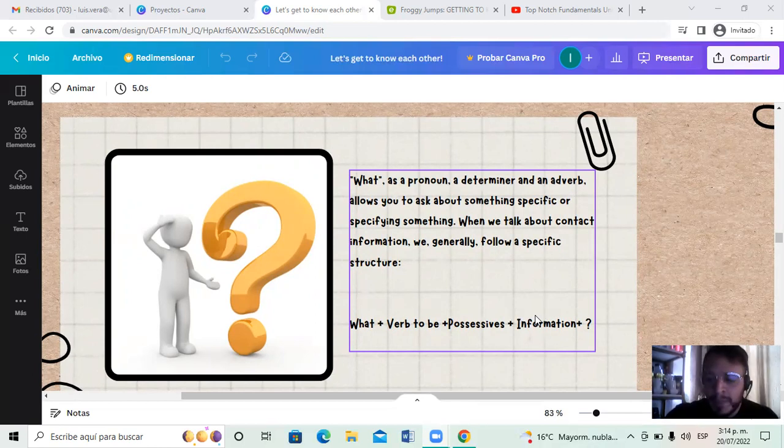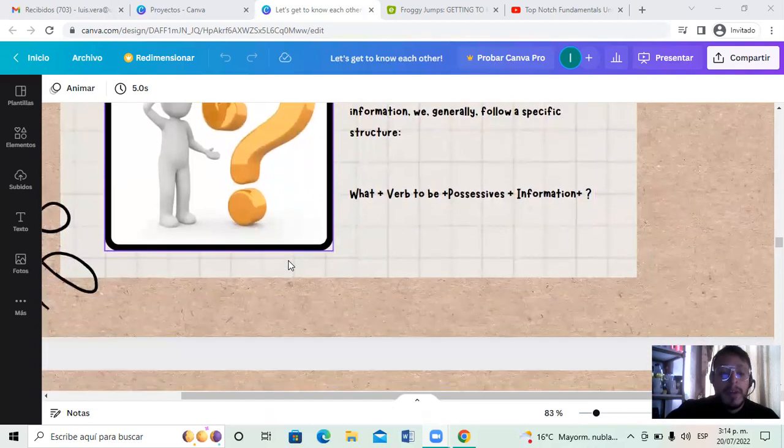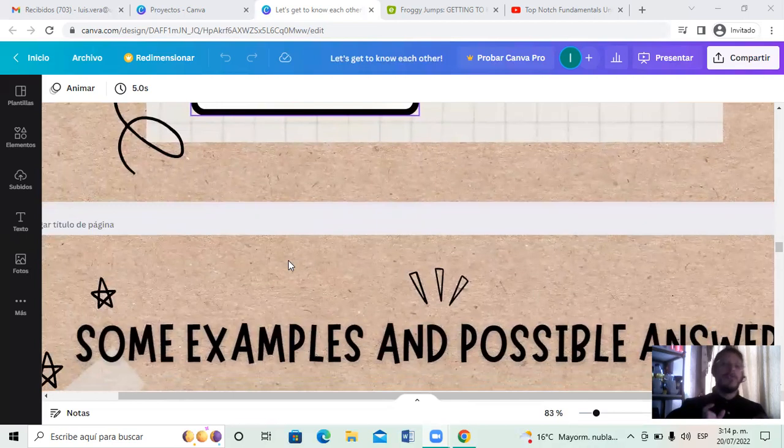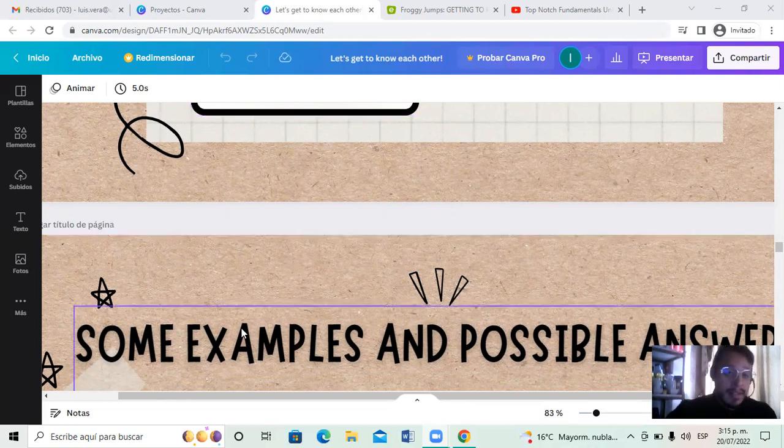Bueno, queridos, para revisar lo que podemos hacer con what, simplemente tenemos que caer en cuenta de que what es un pronombre, es un adverbio y es un determinante que nos permite obtener información específica. Así de simple, ¿ok? Vamos a revisar un par de ejemplos que he preparado para ustedes, de tal forma que podamos familiarizarnos un poquito con las posibles preguntas que podemos hacer en un small talk, pero también con las posibles respuestas, que a su vez tienen una estructura similar entre sí, ¿ok?